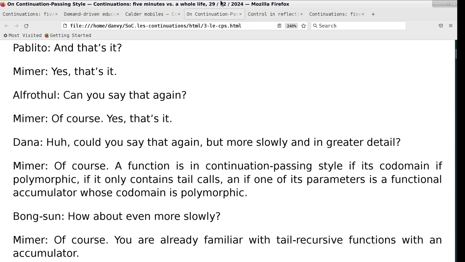Can you say that again? Of course, yes, that's it. Huh? Could you say that again, but more slowly and in greater detail?